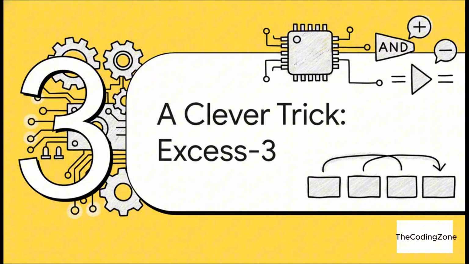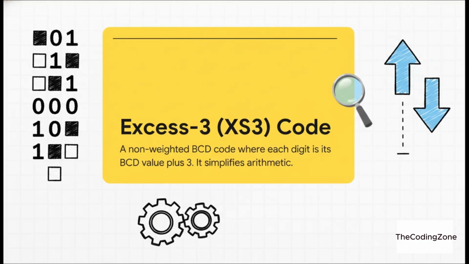Okay, so we've got a code for displays and we've got a code for sensors, but there's one piece still missing from our puzzle: doing math. I mean, you can do arithmetic with standard BCD, but the circuits you need to build get really complicated, especially when you have to do subtraction. So to make things a whole lot simpler, engineers came up with a very clever variation. And that variation is the Excess-3 code.